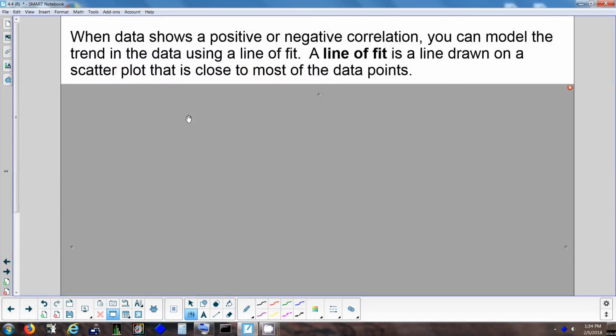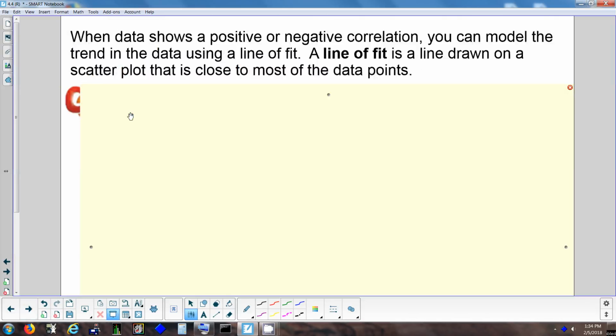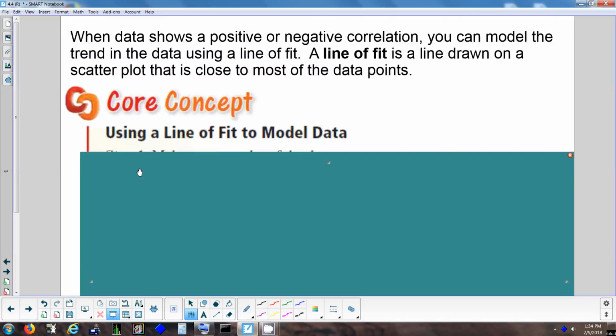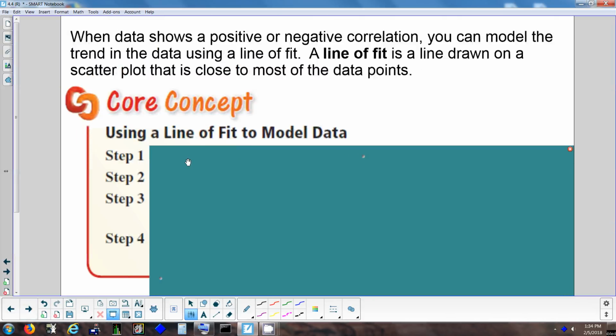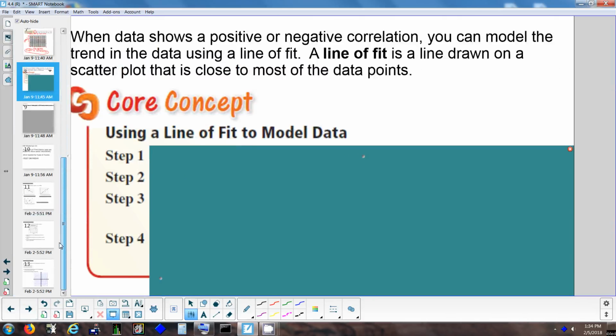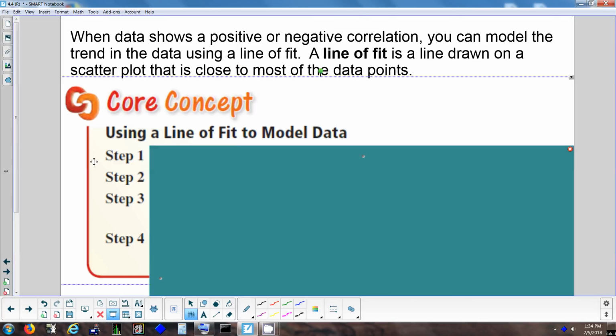So on your notes, you should have a blank to write in line of fit. Eric says he's using a line of fit. Okay, no big deal. We have it written on there anyways: using a line of fit to model data. That's okay. All right. So, 4 steps. You guys have the steps on your notes, so all you're going to do is fill in what they said.